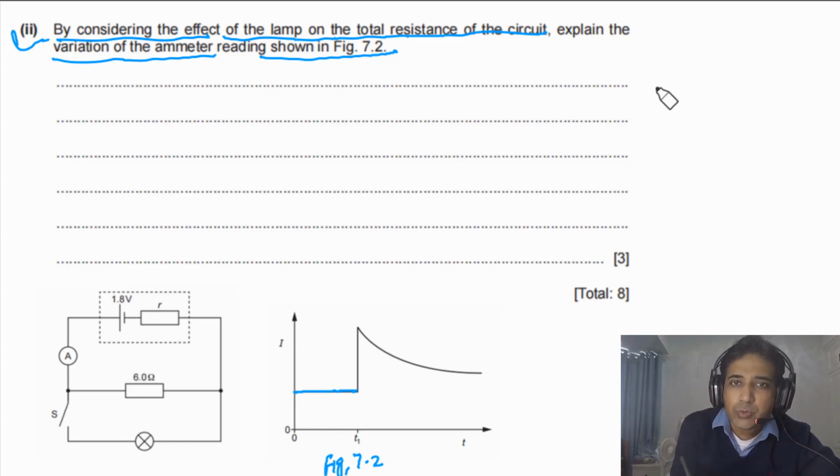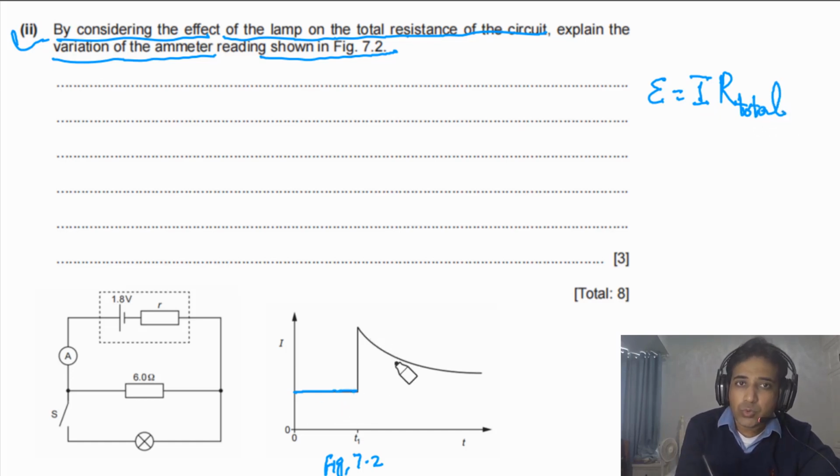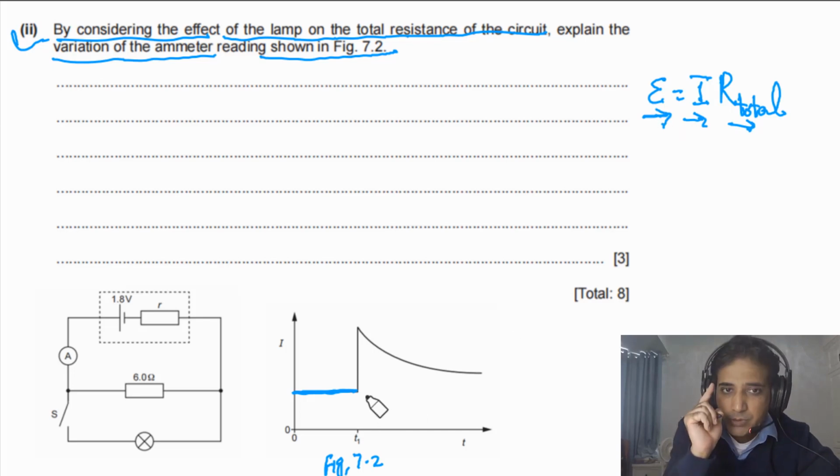So simply we need to understand this formula. EMF is equal to I times R total. So we can say this is R total and this is the total current. Initially we can see resistance is constant, meaning current is constant. If this value is constant, this is also constant because EMF is a constant value. So this is one point we can write down.